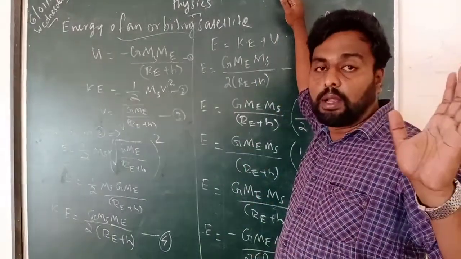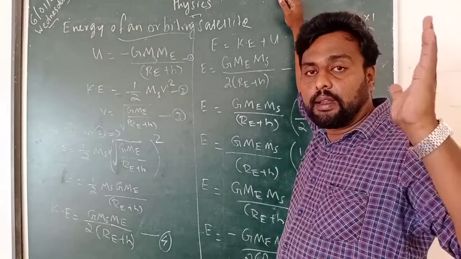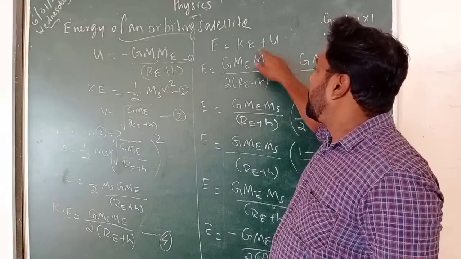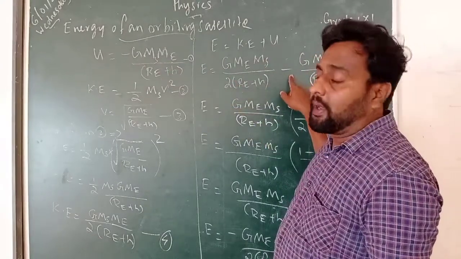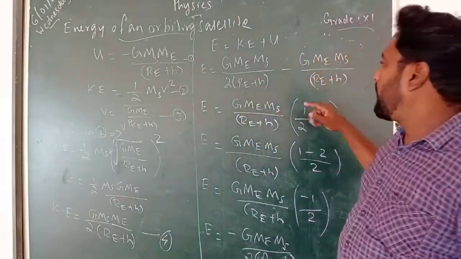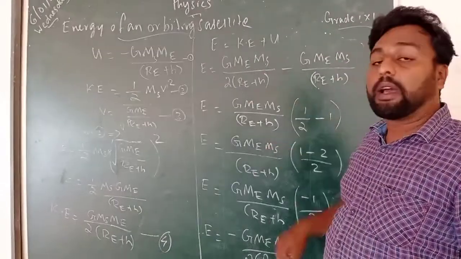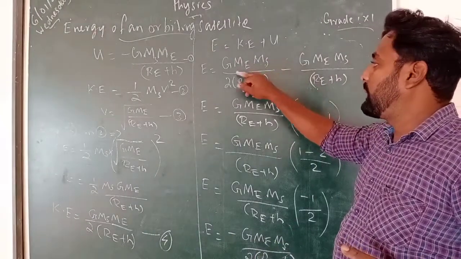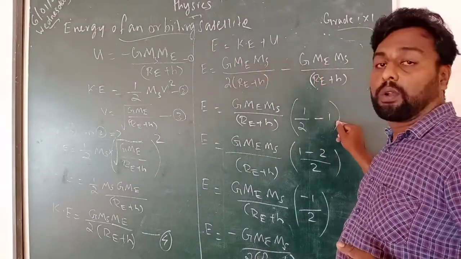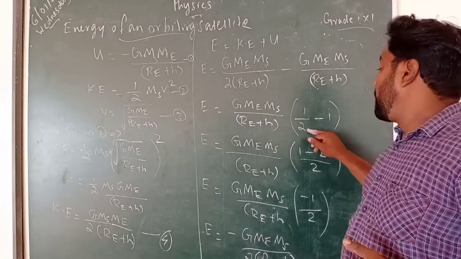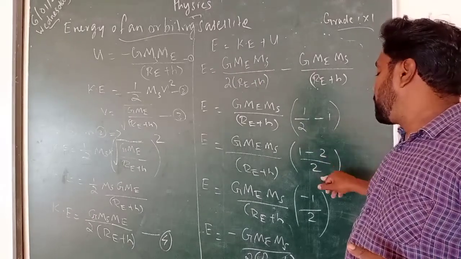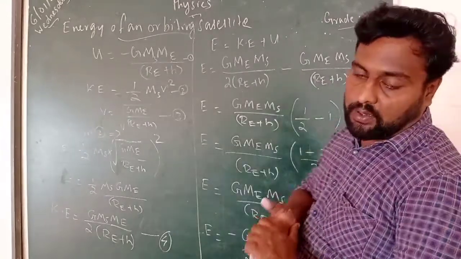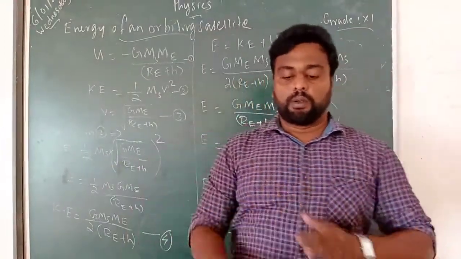Now finding the total energy, adding kinetic energy and gravitational potential energy. While adding, the minus sign is there, so minus will come here. G Me Ms by Re plus H is common, just taken outside. Inside the bracket, 1 by 2 minus 1, taking the LCM, 1 minus 2 by 2. So minus 1 by 2 will come, taken outside. That is the energy of an orbiting satellite.